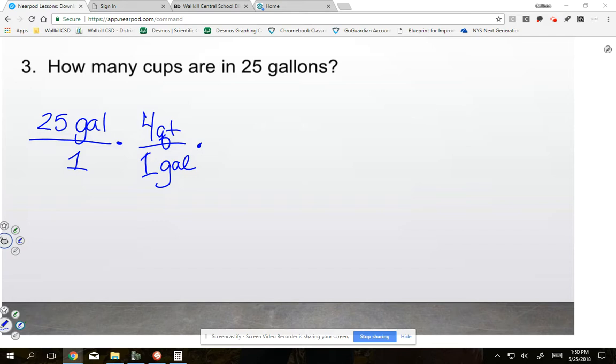So you could do 4 cups over 1 quart. Last period, they did 2 pints to 1 quart, and then 2 cups to 1 pint. We skipped the whole 4 cups equals 1 quart. All right, so now we've got cups as our final unit, which is what they asked for. We could cancel gallons, quarts, leave our answer in cups.